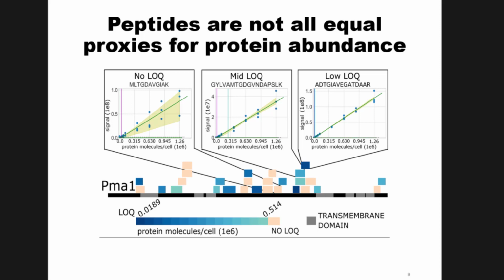If I were to pick one peptide for this protein, depending on which peptide I chose, I would have an easier or harder time quantifying things over a broader range. And that's really the takeaway message I'd like you to get from this figure: by doing the calibration curves, I can choose the peptide that is the best quantitative proxy for this protein.